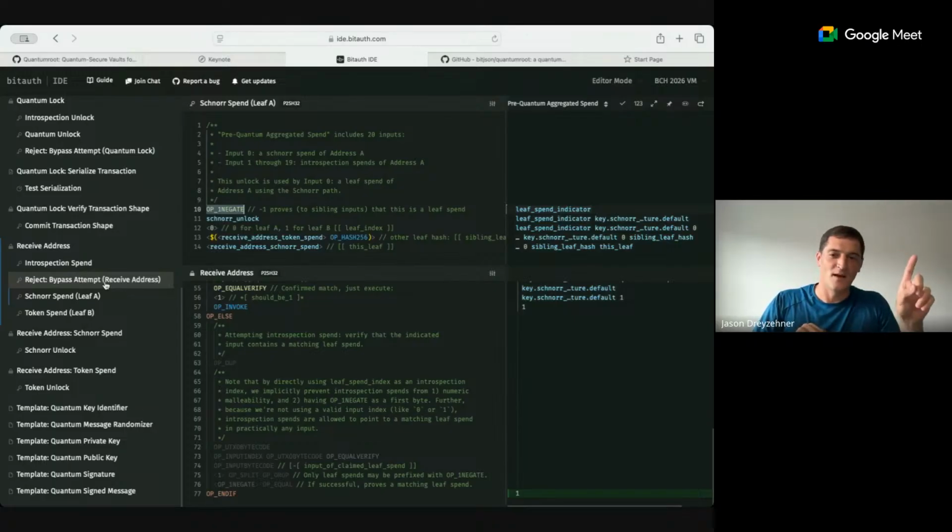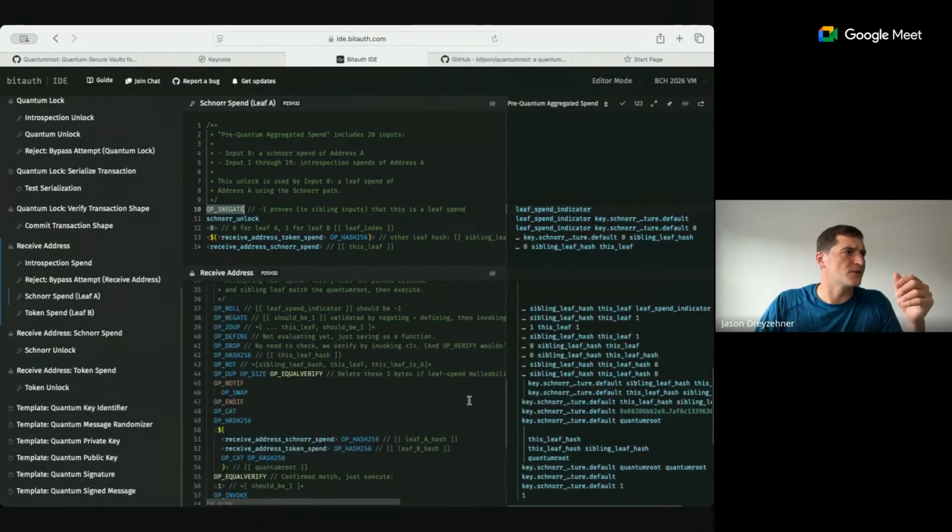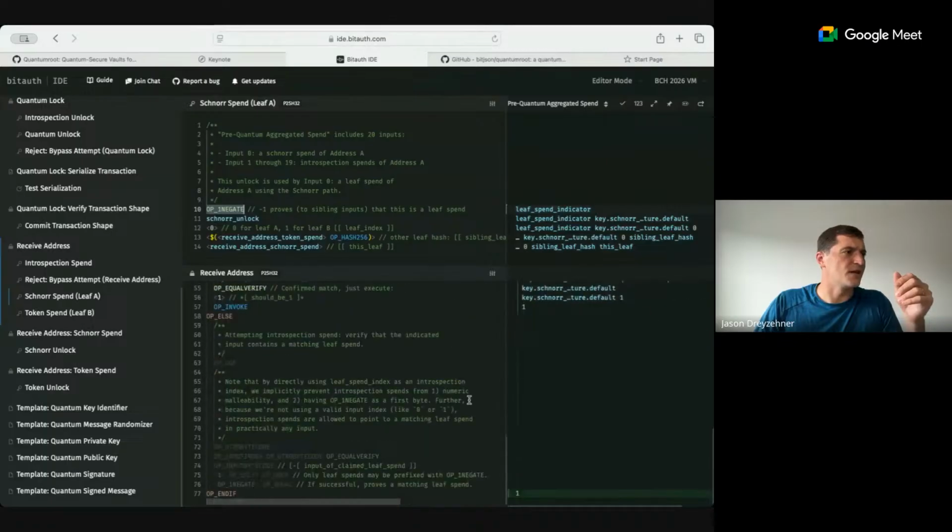But we actually force leaf spends to be prefaced with OP_1NEGATE, or maybe I'm not actually. Yeah, I'd have to double check.